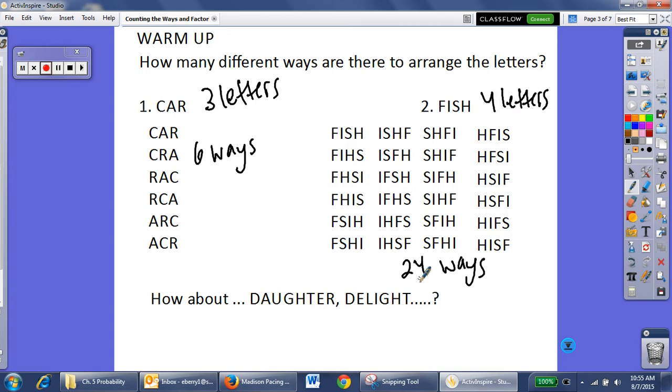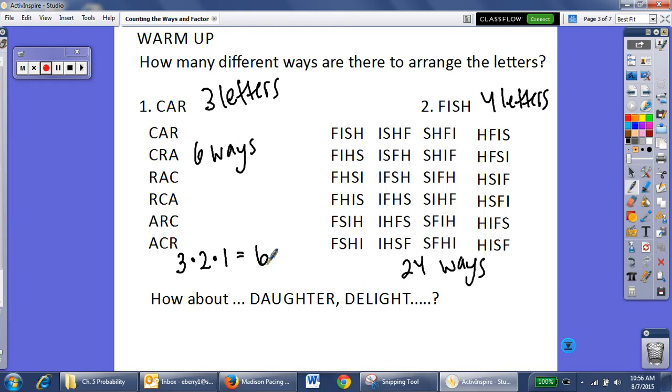And what I'm getting to here is that we can find a shortcut by using what's called the factorial. Some of you might have heard about factorial, others of you haven't. Basically what that means is that we're going to take the number of letters, so in this case there's 3 letters, and you just multiply it by the descending numbers to 1. So 3 times 2 times 1, which gives you 6.